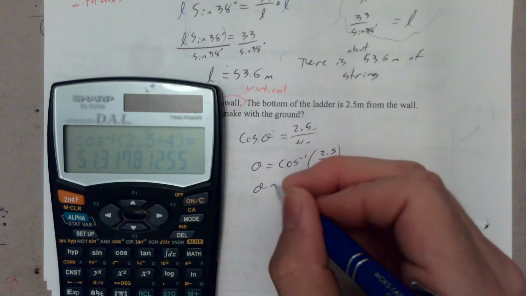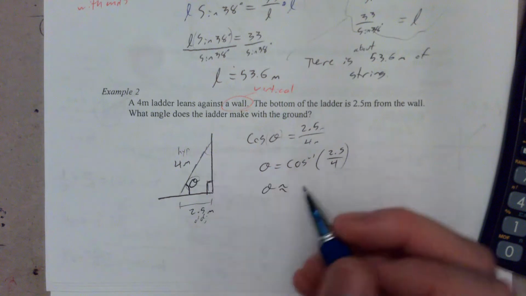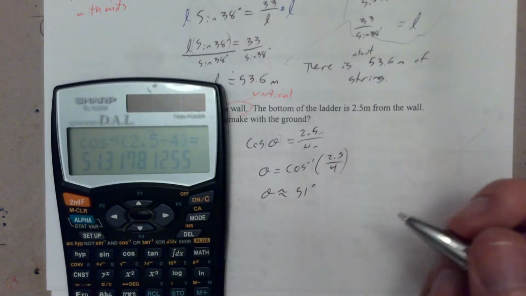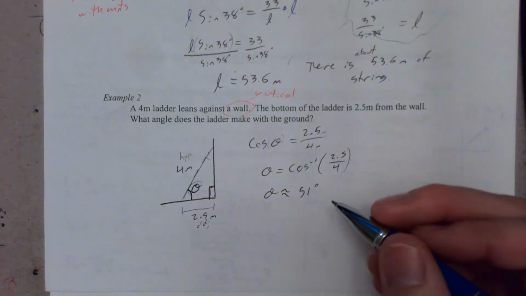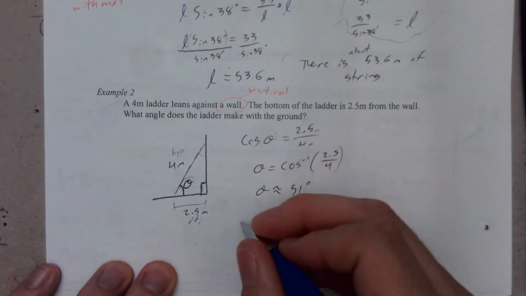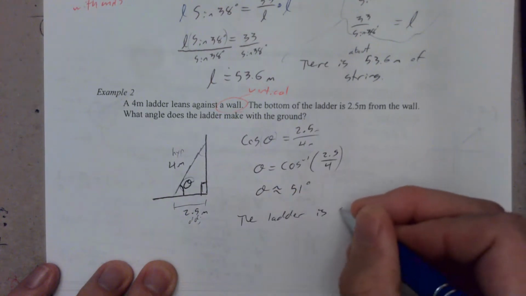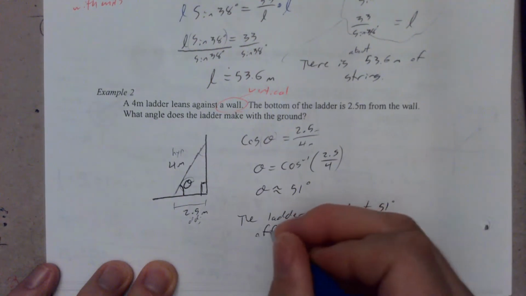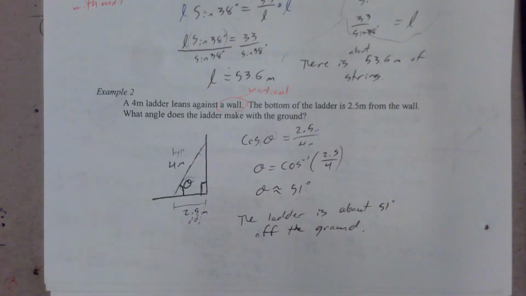And I forgot to estimate again. That looks like it's bigger than 45 degrees. A little bit bigger than 45 degrees. 51 degrees. That sounds about right. One degree is pretty small, so we're almost always just looking for the angle to the nearest degree. Let's say the ladder is about 51 degrees off the ground. And we're done.